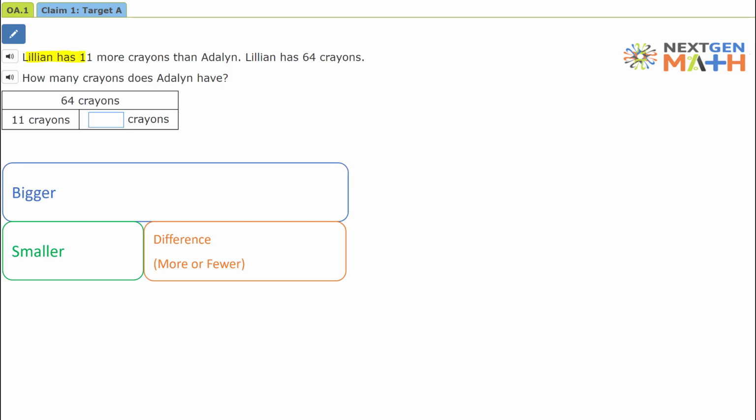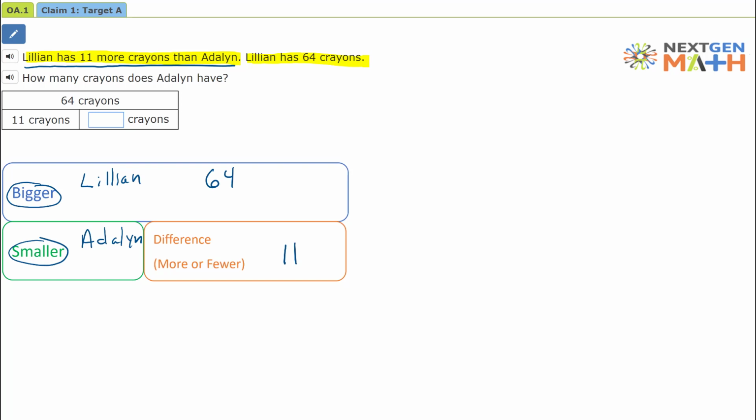So Lillian has 11 more crayons than Adeline. Well, we already know we have 11. And then let's figure out who has the bigger amount and who has the smaller amount. Well, the problem reads Lillian has 11 more crayons than Adeline. So Lillian has the bigger amount. Adeline has the smaller amount. Lillian has 64 crayons, so we know that Lillian has a total of 64 crayons. So how many crayons will Adeline have?